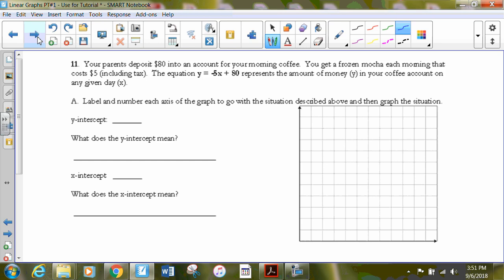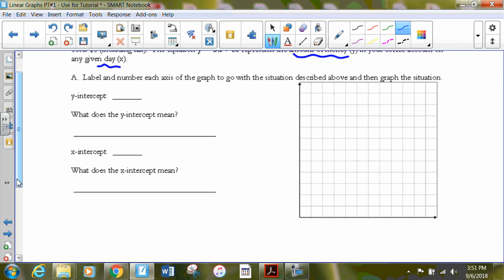day. So it tells us what we're dealing with, right? Amount of money and day. So we can be very specific. We can just put day and money.